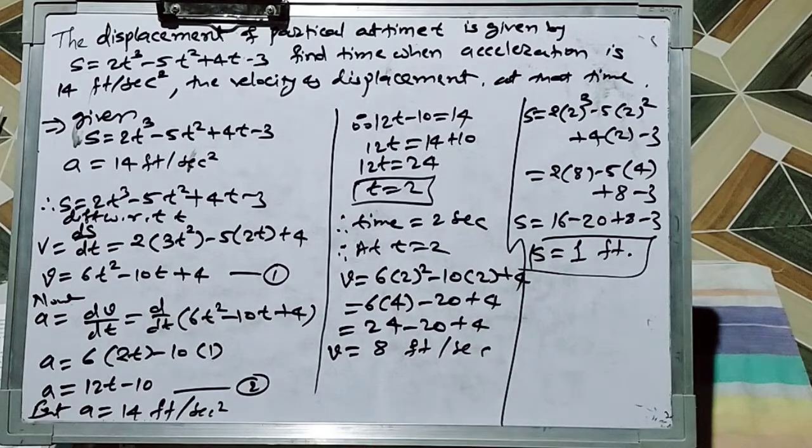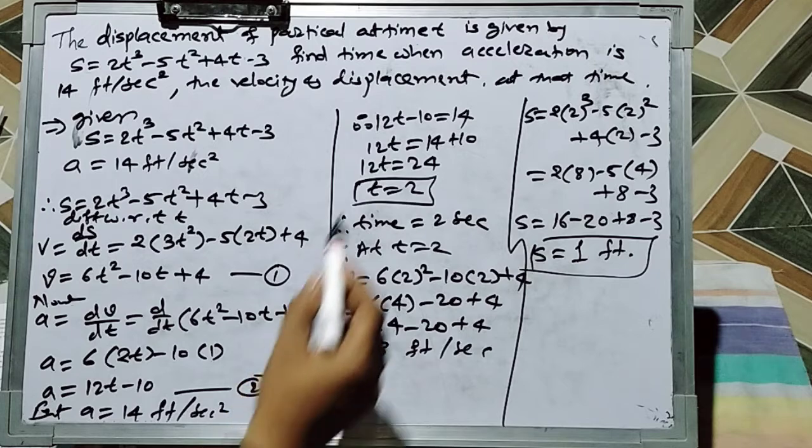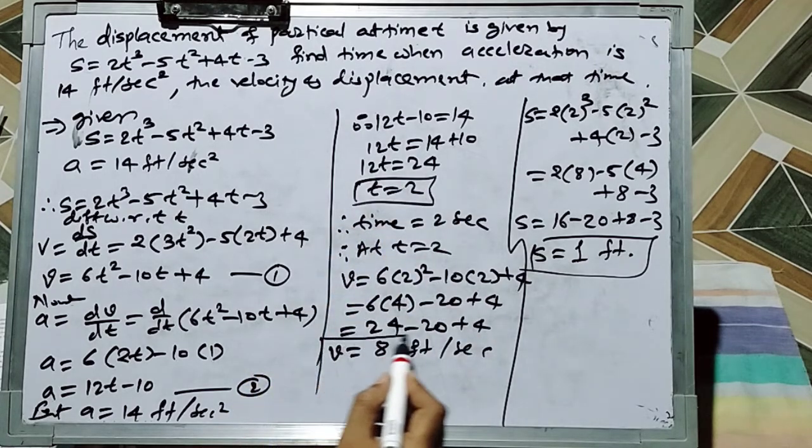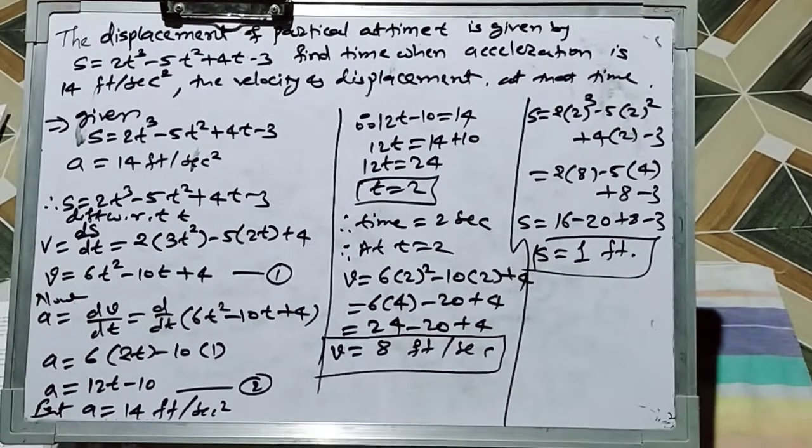Here 16 minus 20 means minus 4, minus 4 plus 8 means plus 4, minus 3 means 1. So therefore time is 2 seconds, velocity is 8 feet per second, and displacement is 1 foot. Hence velocity is 8 feet per second and the displacement is 1 foot after 2 seconds.